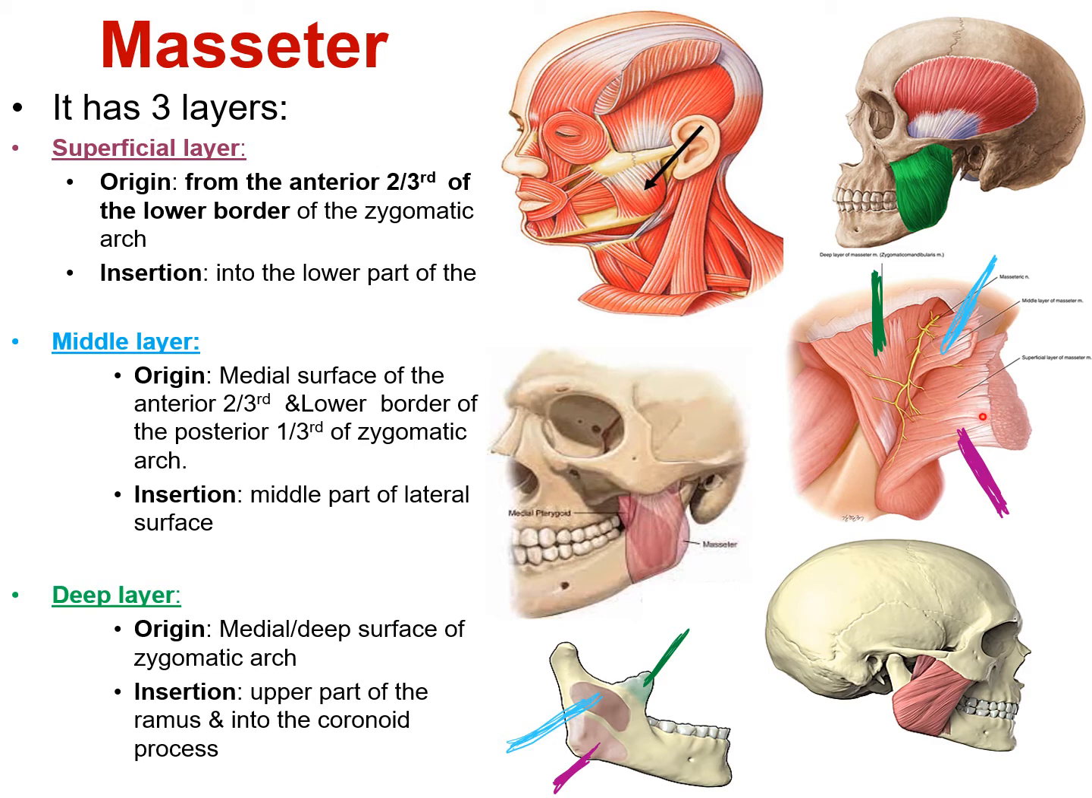This picture is showing us the direction of fibers of superficial, middle and the deep layer. Superficial layer fibers are directed downwards and backwards, whereas the middle and the deeper layer, the fibers are going vertically downwards.